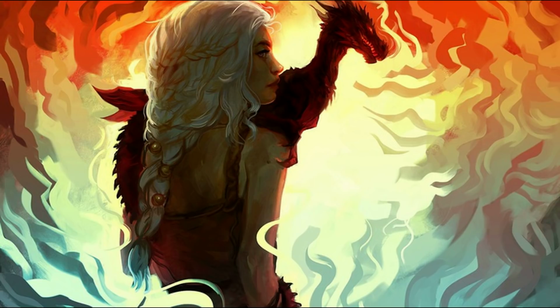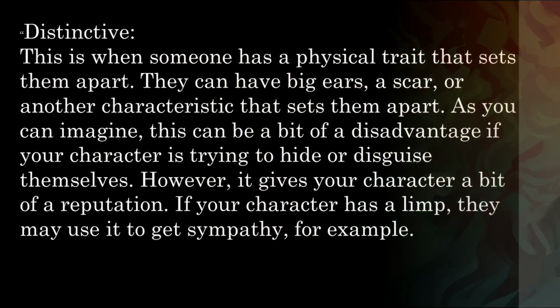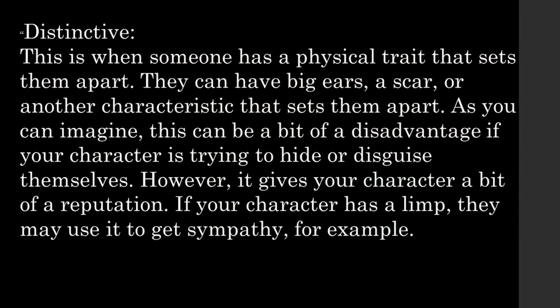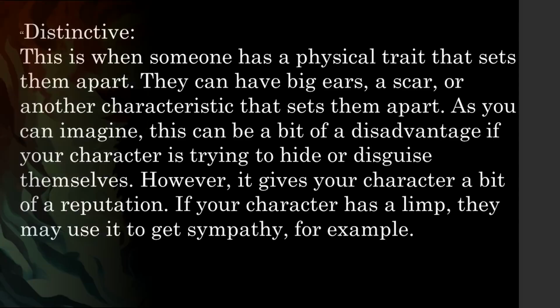And, as we've talked about repeatedly in both Part 1 and Part 2 of our Daenerys breakdown, she is distinctive. This is when someone has a physical trait that sets them apart. Again, they can have big ears, a scar, or some other characteristic that sets them apart from the others. As you can imagine, this can be a bit of a disadvantage if your character is trying to hide or disguise themselves. However, it gives your character a bit of a reputation. If your character has a limp, they may use it to get sympathy, for example.